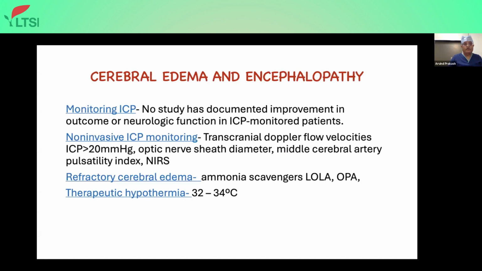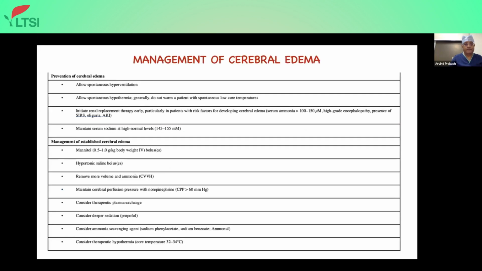Regarding monitoring of edema, although it was done in previous literature, there is no documented proof of benefit for outcome or neurological function in intracranial monitored patients. But there are certain non-invasive ICP monitoring methods, of which optic nerve sheath diameter is what we use in our ICU daily. There are other things like transcranial Doppler, which we have used sometimes. In refractory cerebral edema, ammonia scavengers are used, and we maintain therapeutic hypothermia of 32 to 34 degrees centigrade. Next slide.